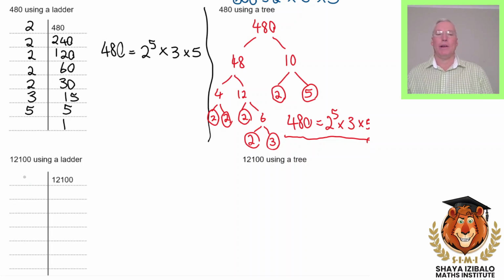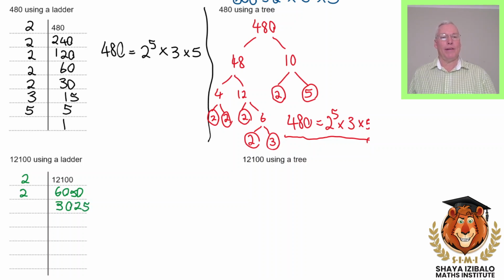So what we're going to do is look at the smallest prime number that divides into there. Now remember, the smallest prime number is 2. It's definitely going to divide into there because this is an even number, and we get 6050. Now 2 will divide into that again because it's an even number, and we get 3025. Now 2 doesn't divide into here.